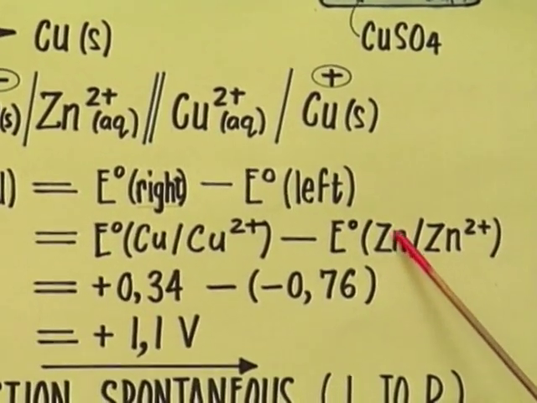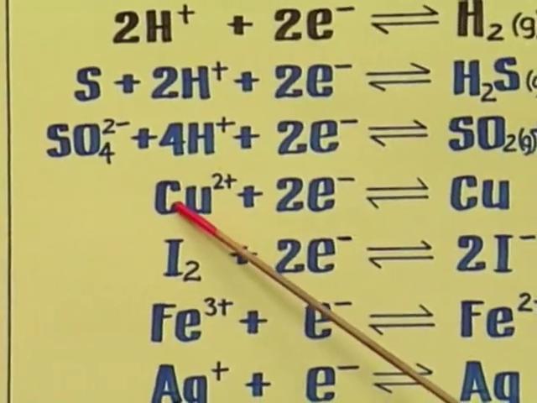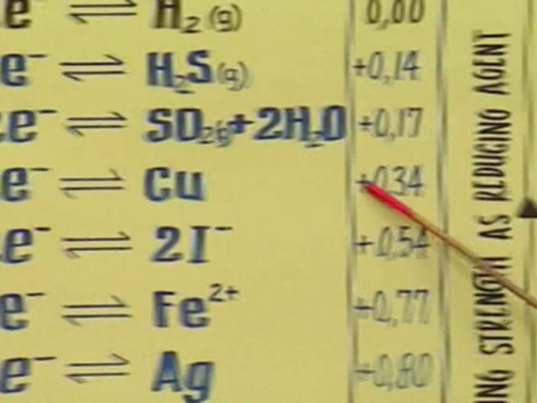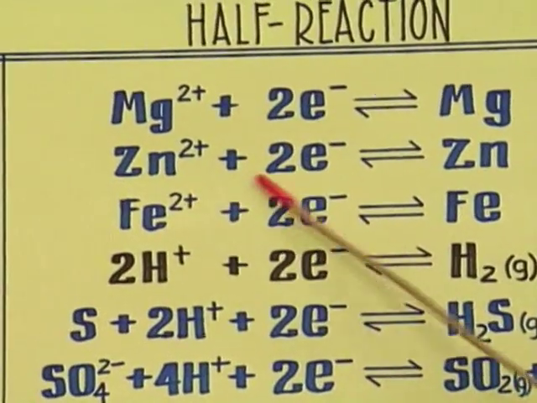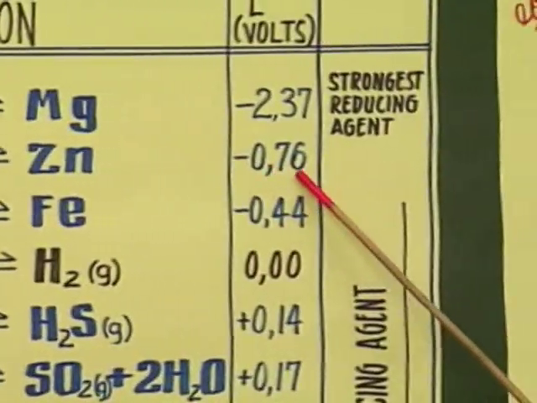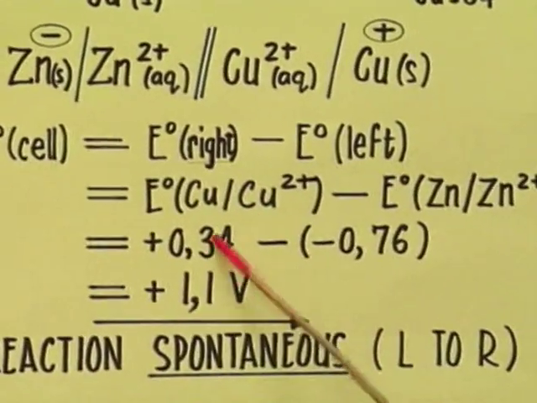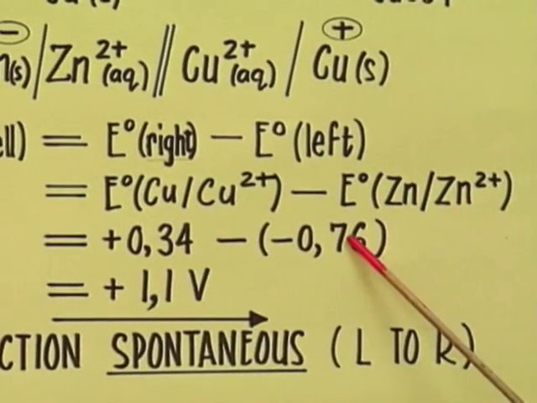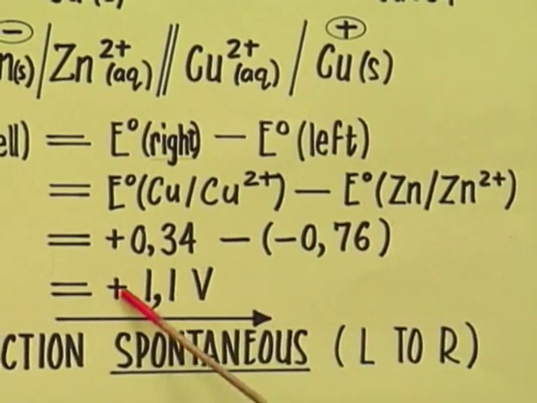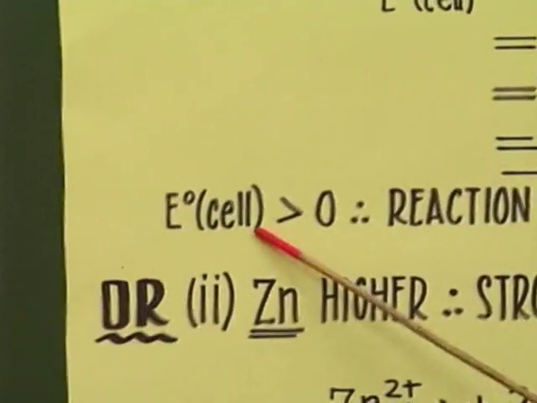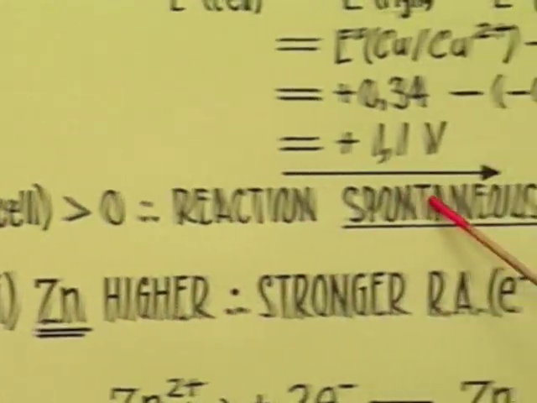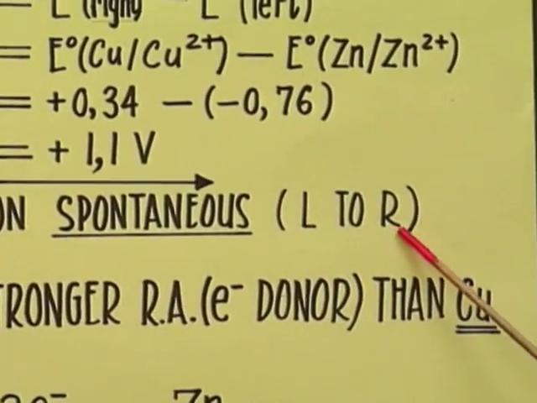If we now look at our standard reduction potentials, we find that the standard electrode potential for the copper half cell is plus 0.34 volts, and for the zinc half cell, it is minus 0.76 volts. If we now substitute these values for the copper half cell and for the zinc half cell and do our calculation, we get a positive reading of 1.1 volt for the cell EMF. Because the cell EMF is positive, the reaction is spontaneous as written from left to right.